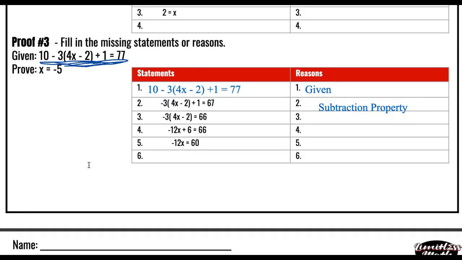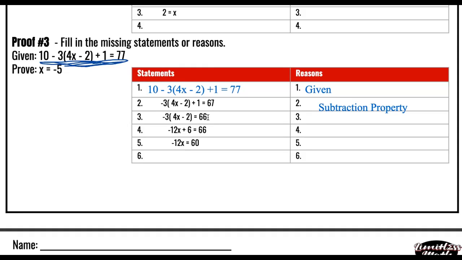As long as you subtract the same item on both sides of the equation, we can use the subtraction property. Okay, let's move on. How do we go from 2 to 3? How are the statements alike and different? Well, -3 is still there, the parentheses is still there. The 1 is gone, and 67 becomes 66.